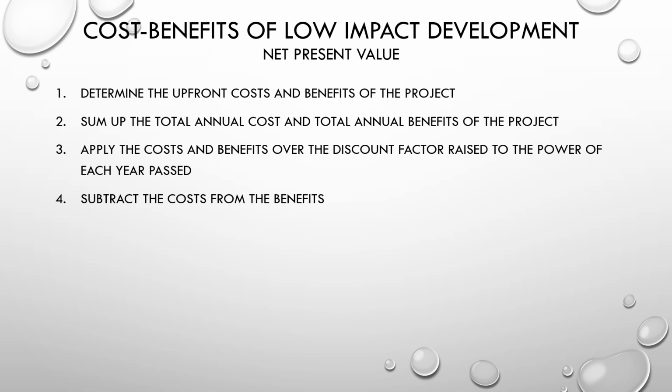So how we go about this is we have to determine the upfront costs and benefits of the project, and we sum up the total annual cost and the total annual benefits of the project as well, and we apply the costs and the benefits over a discount factor raised to the power of each year past, and all in all we subtract the cost from the benefits and we find our cost benefit.